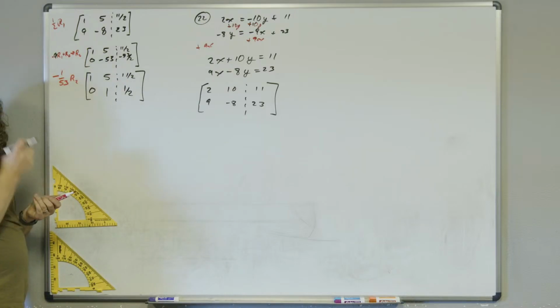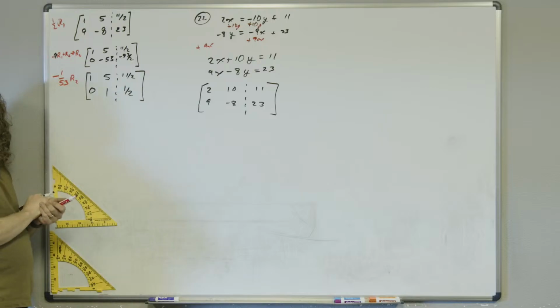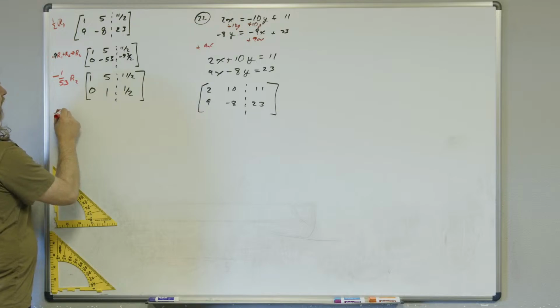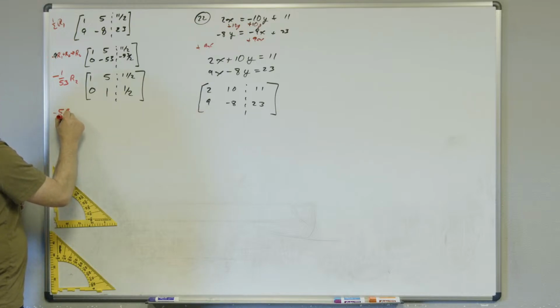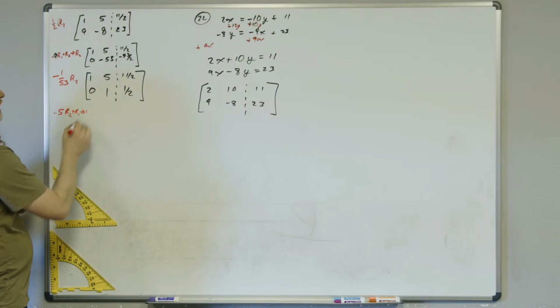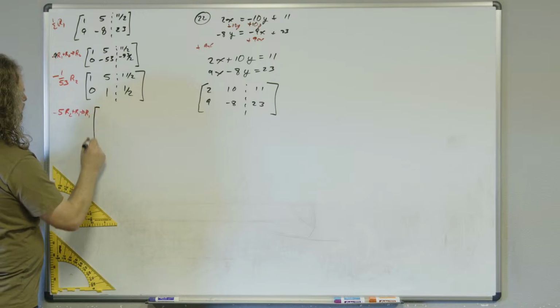Now what? Isn't it just, well, it's so pretty. No, because it's going to be 0. We're almost there. Then we just multiply the bottom one times -5 and add it to the top one. Is it -5 times row 2 plus row 1 into row 1? It's almost like it was planned out.